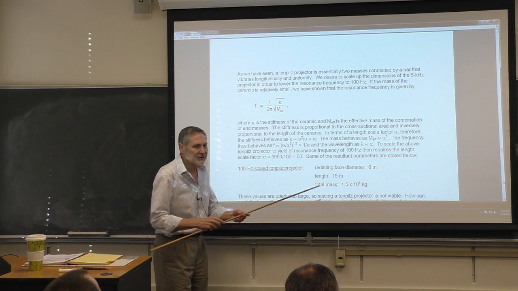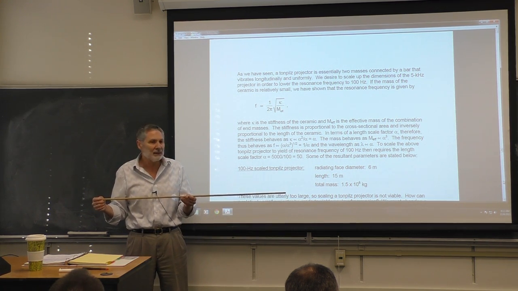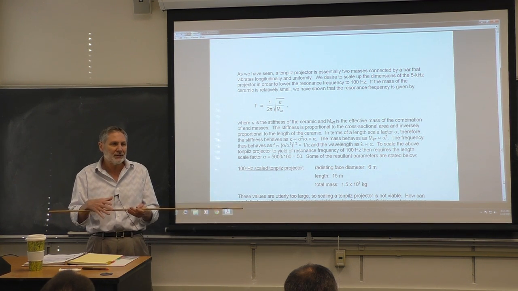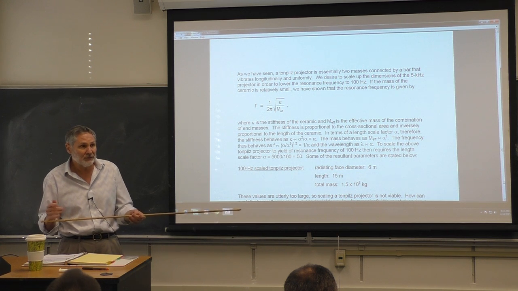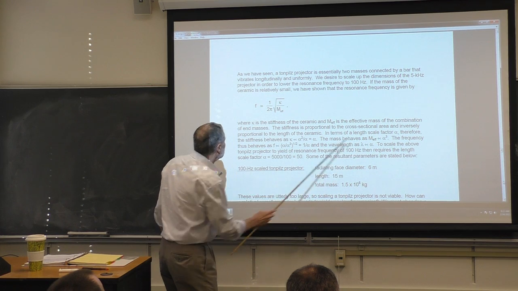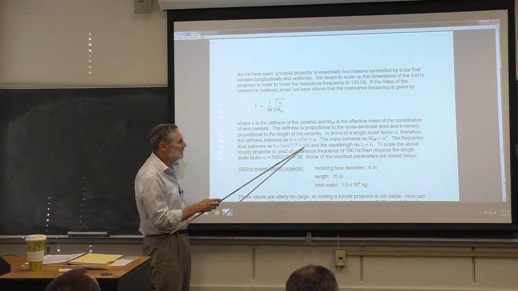What about the mass? Well, it's going to go like alpha cubed, right? Because the mass involves the density times the volume, and the volume is going to go like alpha cubed. If I double everything, I'm going to get 8 times the volume. Okay, so the frequency is going to behave as 1 over alpha.